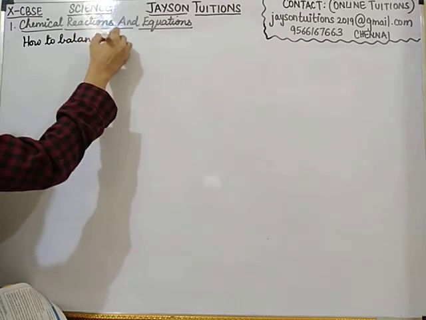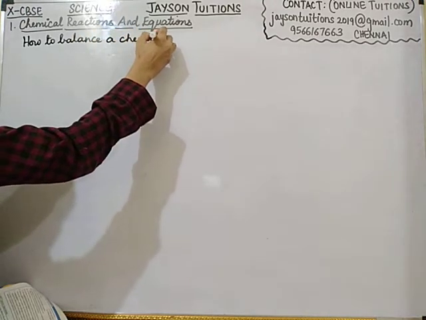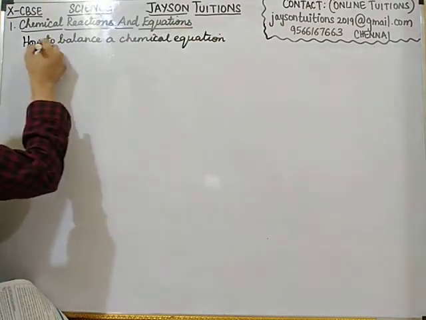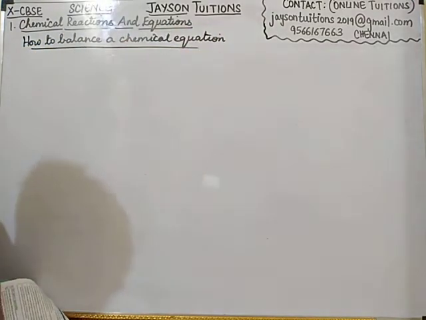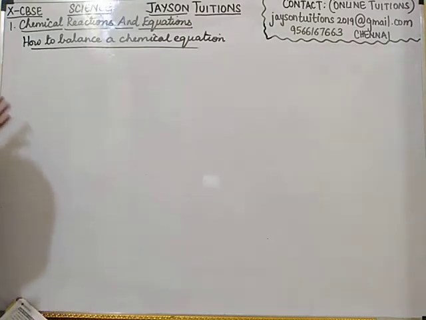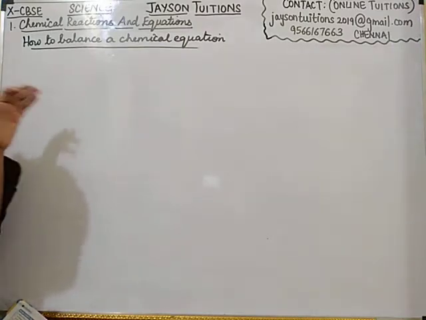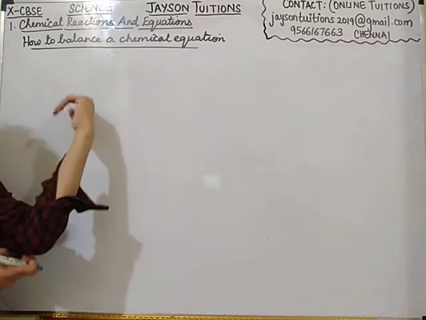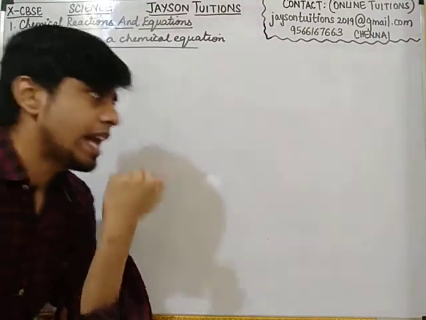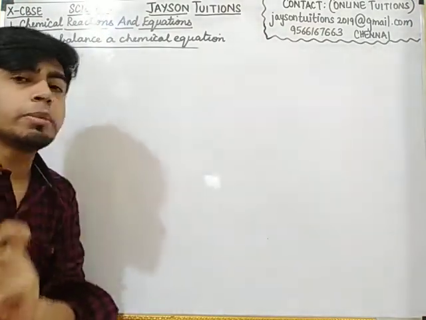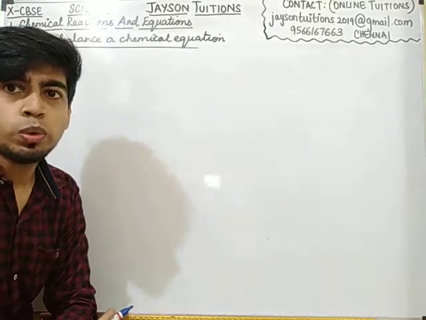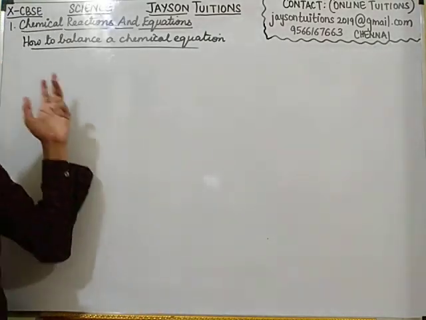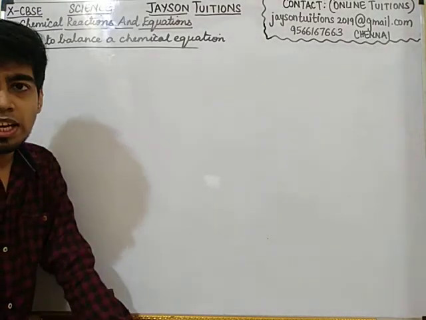How to balance a chemical equation. Many students find it difficult to balance the chemical equation, but it is a very easy process only. Step by step I will explain. You can understand it very easily. In the previous class I told you why we must balance the chemical equation. We must balance the chemical equation to satisfy the law of conservation of mass. So how to balance the chemical equation?